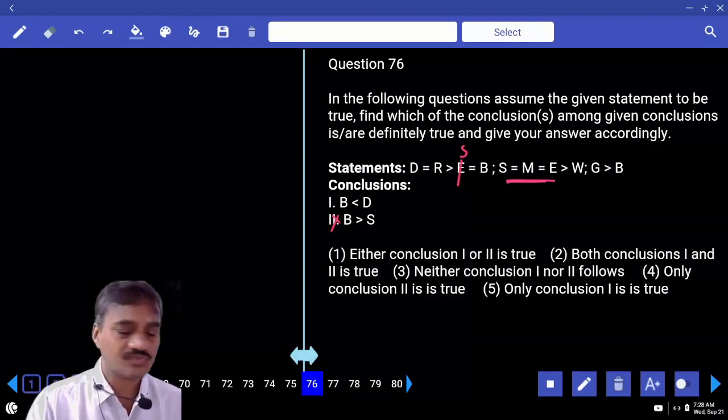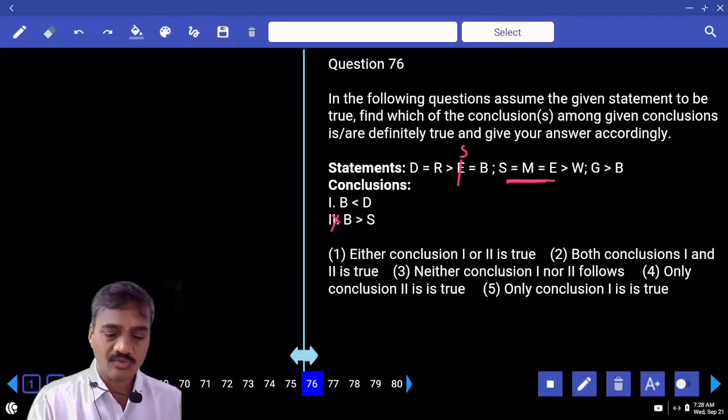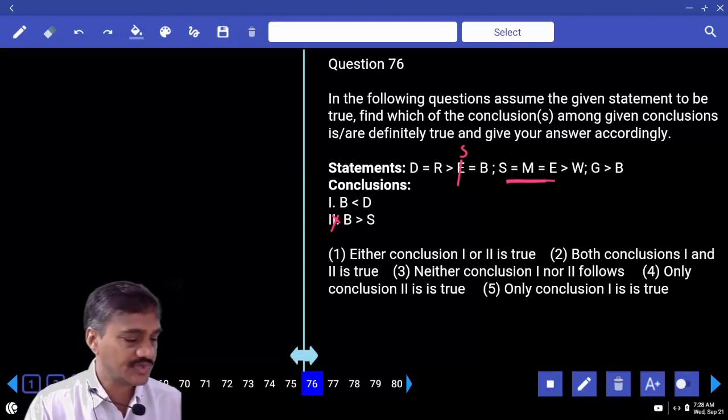B greater than S is false. And so what is your answer? Only one follows 76, that is given in choice 5.